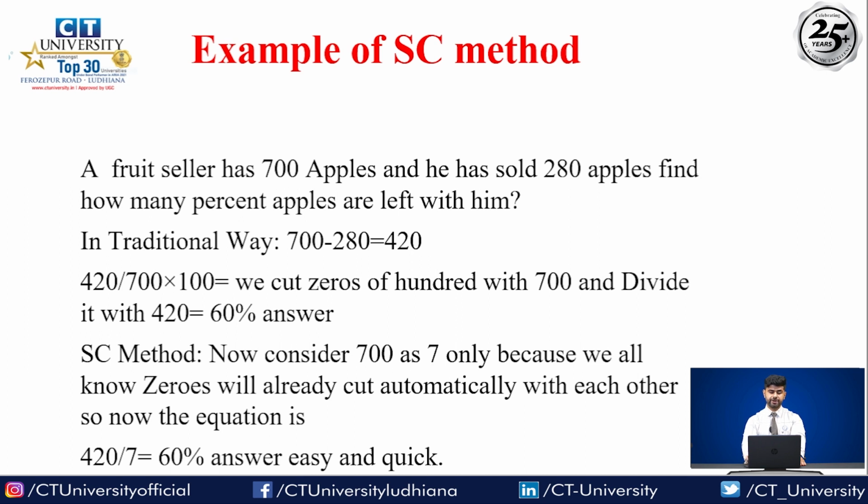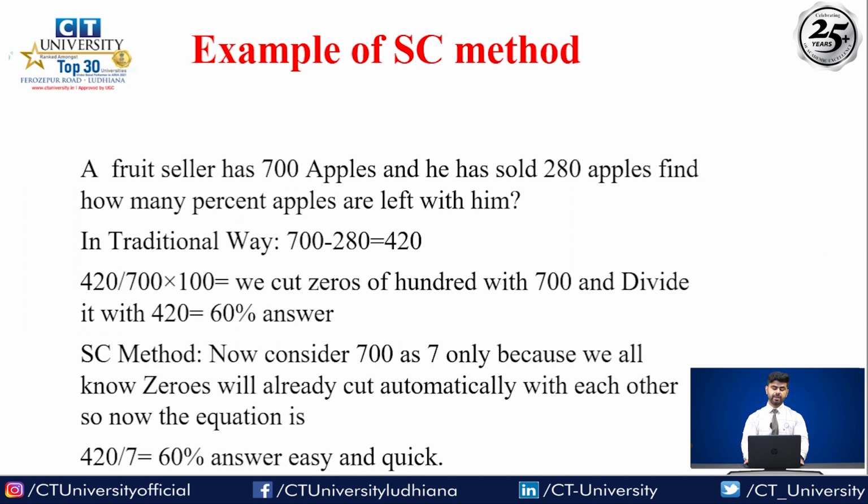420 over 700 into 100. If we cut the zeros of 100 with 700 and divide it with 420, we get 60% as the answer. Okay, 700 and 100 both have two zeros. We cut the zeros with each other, and 42 divided by 7 gives 60% as the answer.